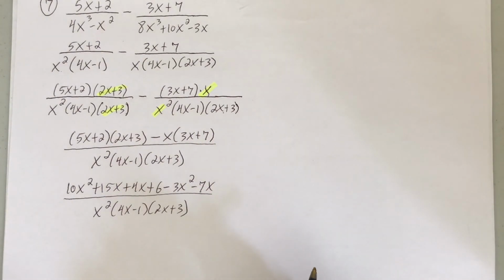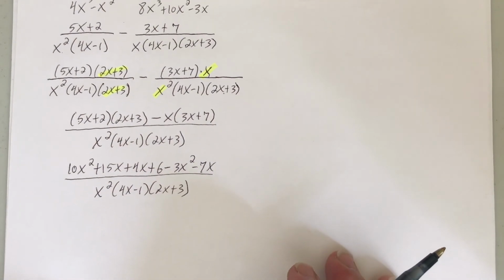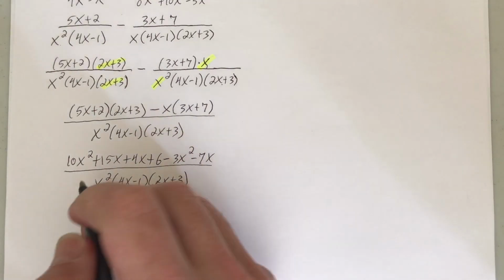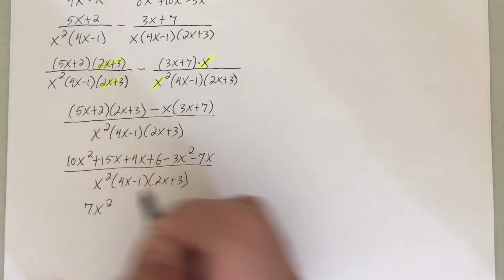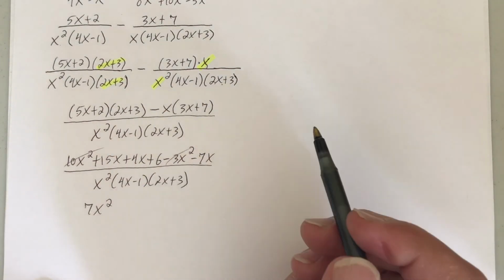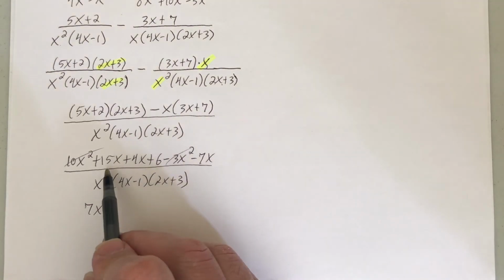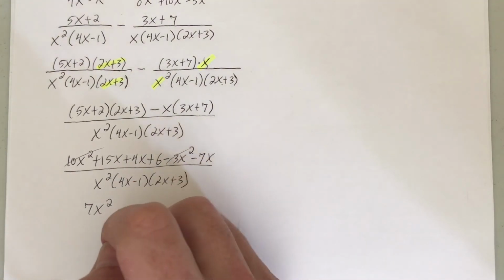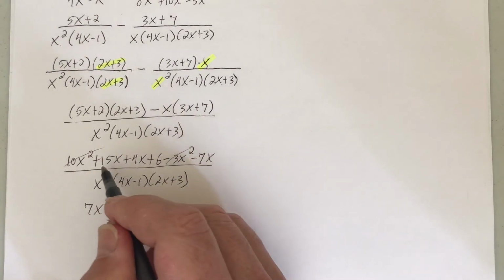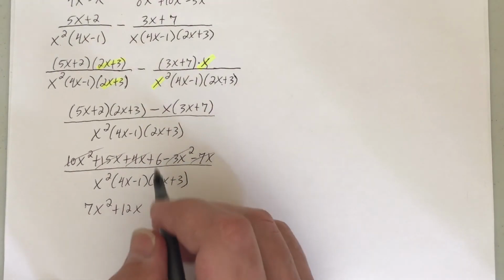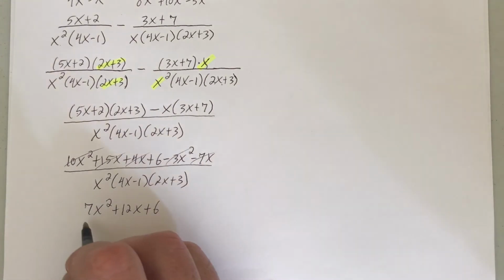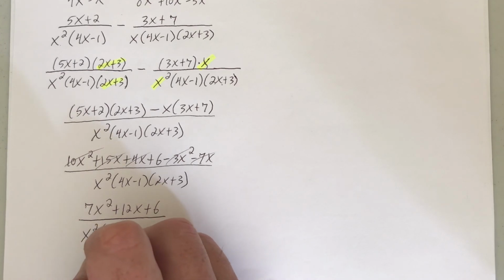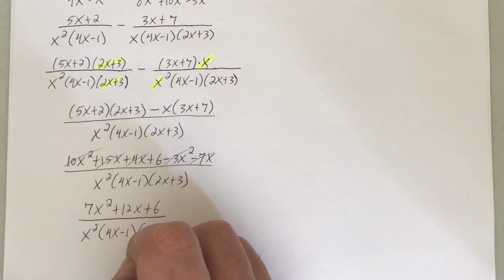And then we still want to go ahead and simplify the numerator for like terms. So I got 10x squared and a minus 3x squared. So that's 7x squared. And you can go ahead and cross them out as you're going through, especially if you have a lot of terms. Then I have a 15x plus 4x minus 7x. That's going to be plus 12x. So that's gone. And then I just have the plus 6 here over my denominator.